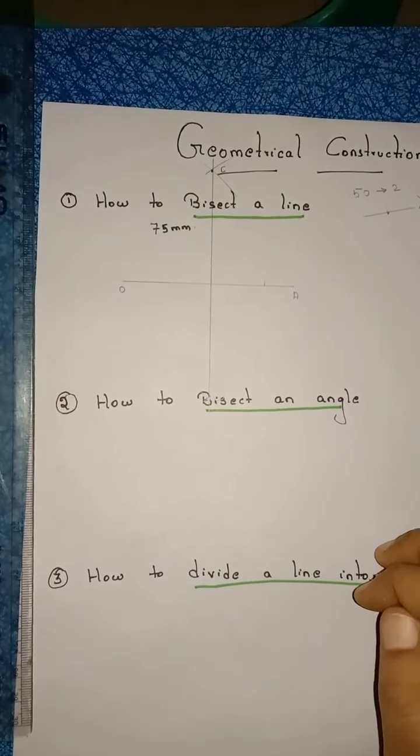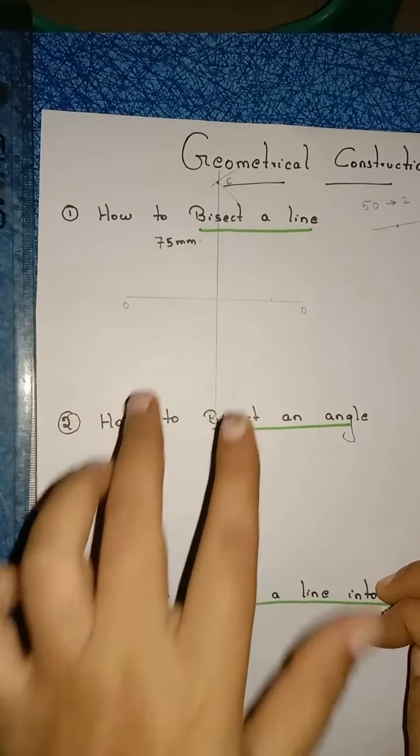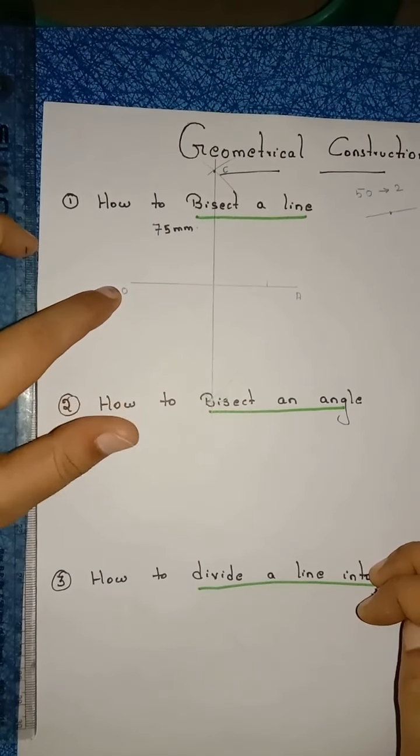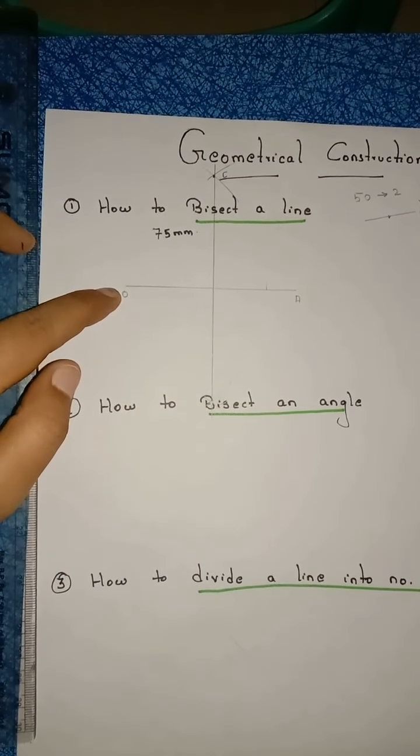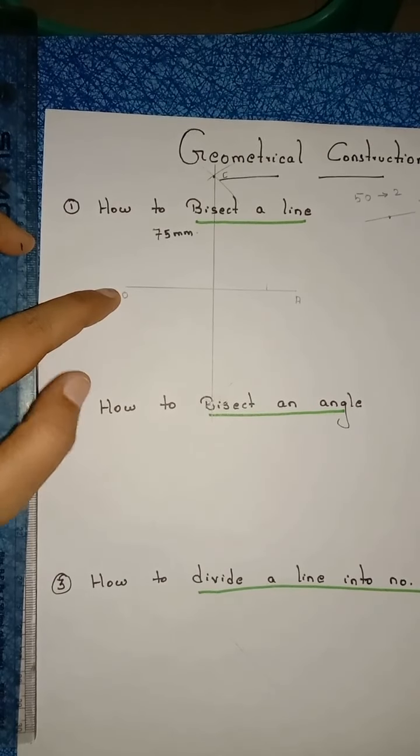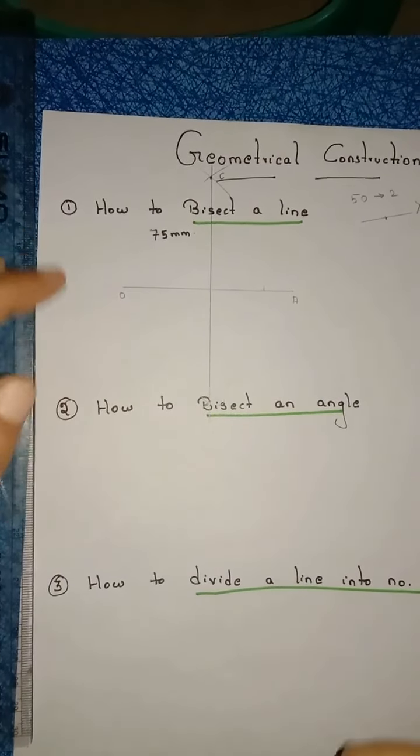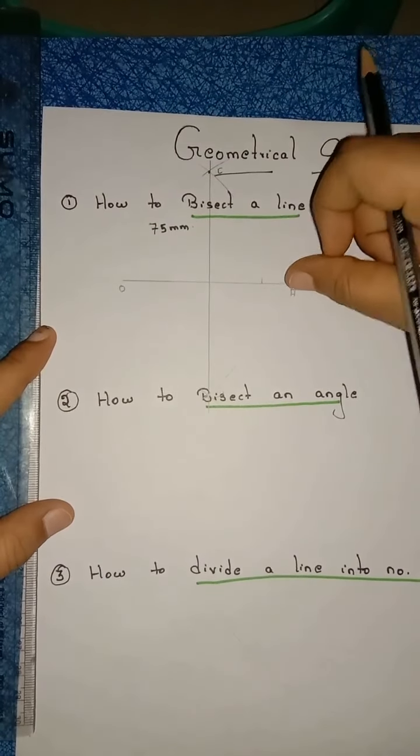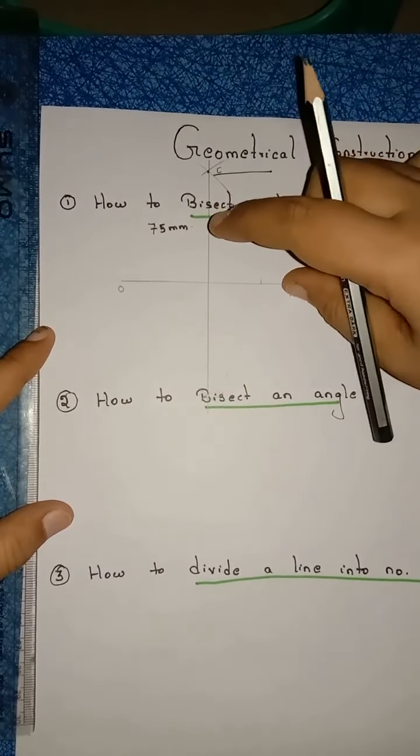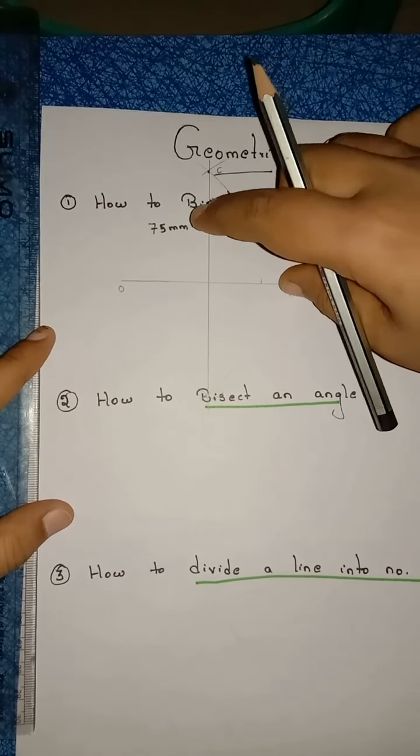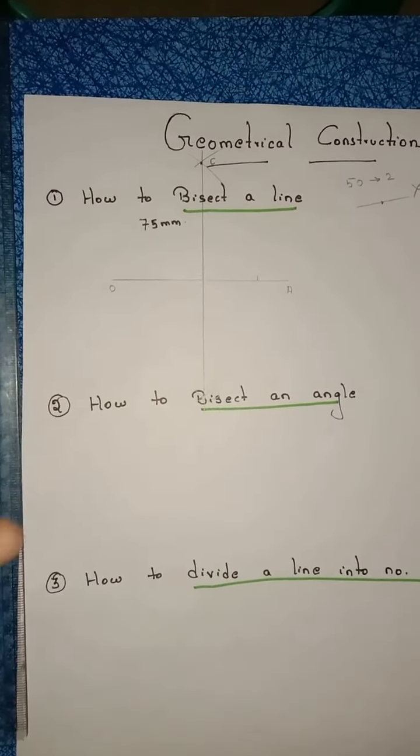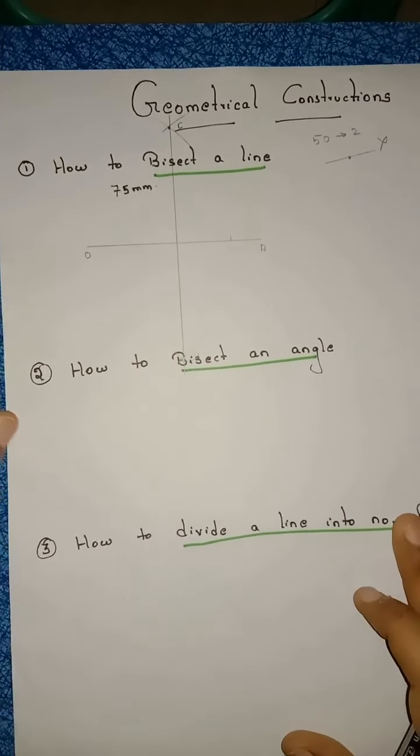Whatever may be the length of the line, the process is: keep the compass at the starting point and take more than half, and draw the arc above and below. Again at the end point, keep your compass here, take more than half, don't change the radius of your compass, draw an arc above and below, and cut the previous arc. So this is how to bisect a line.